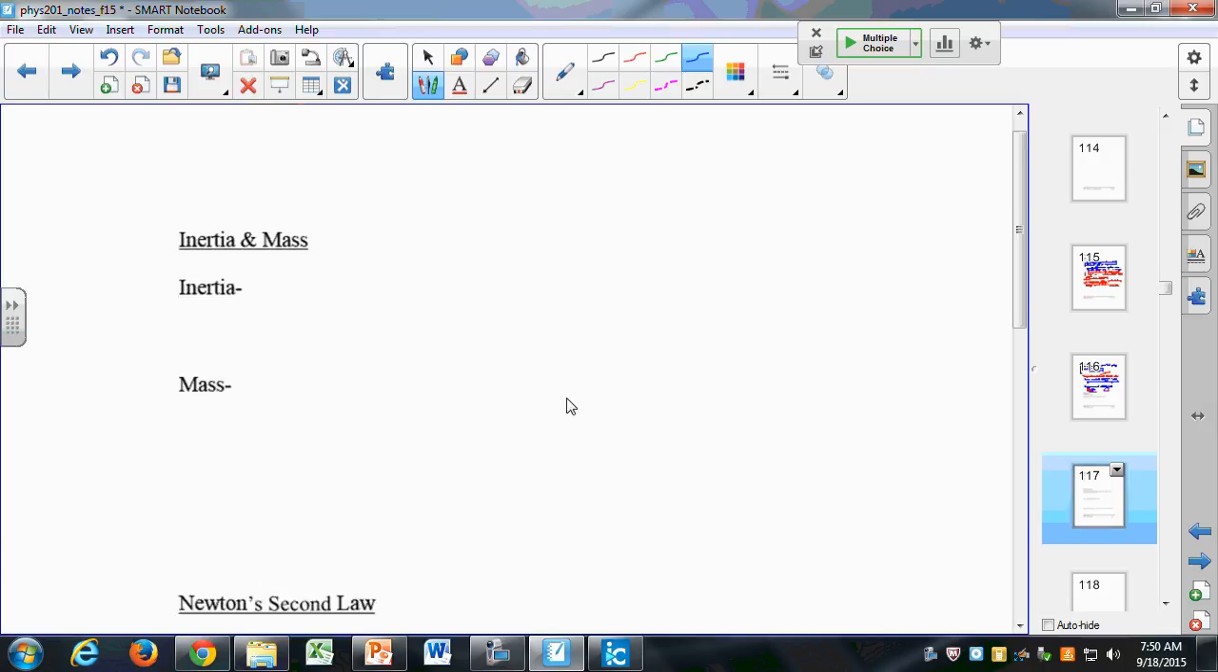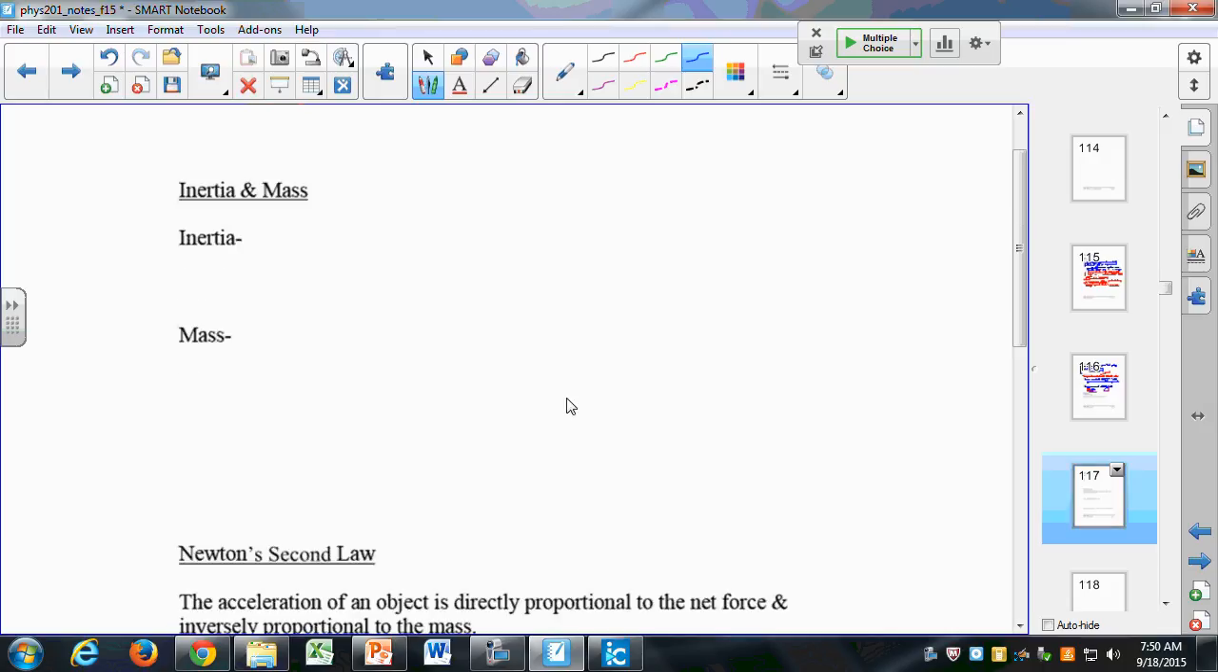Let's define what inertia is. As I said, Newton's first law is often called the law of inertia. Inertia is the tendency of an object to continue in its original state of motion.